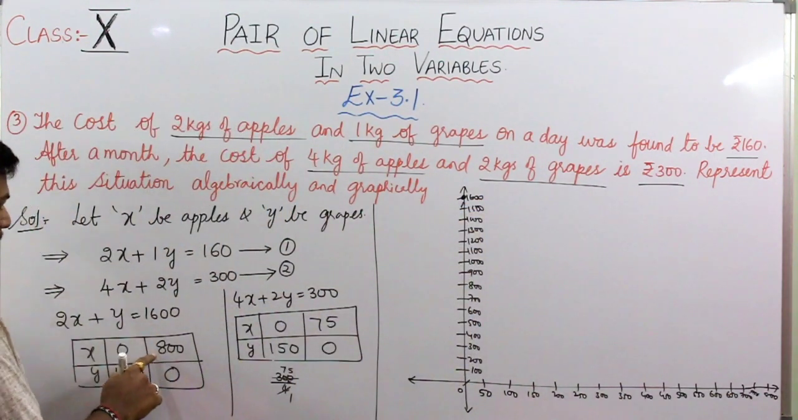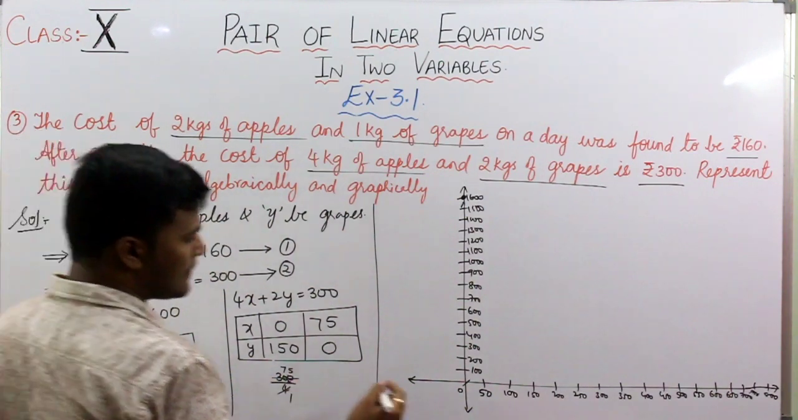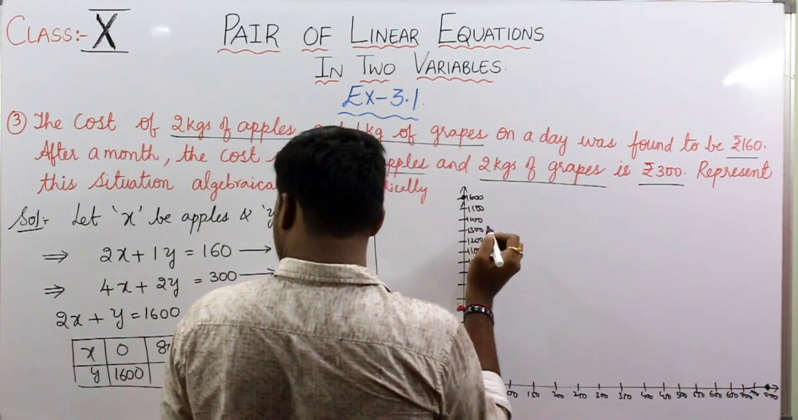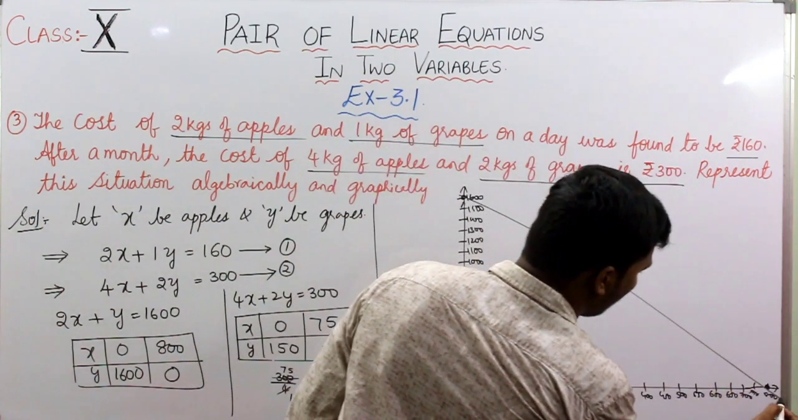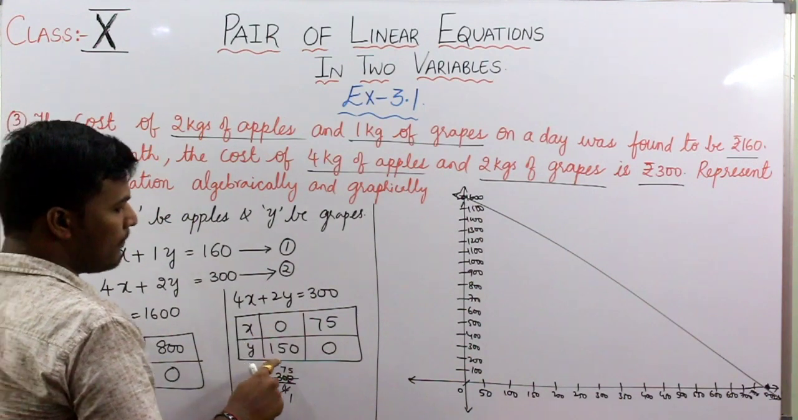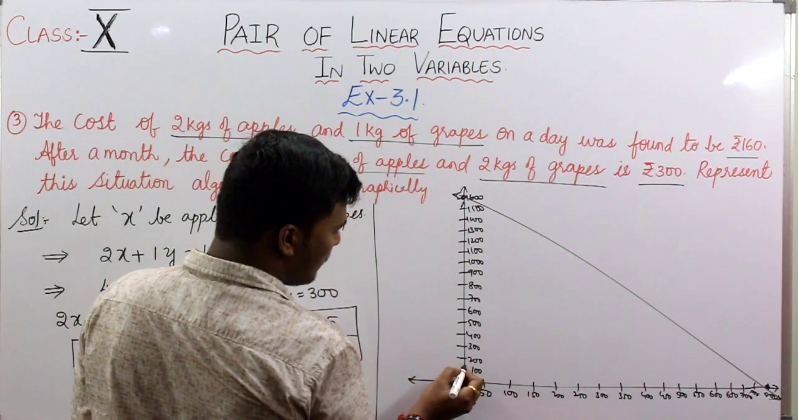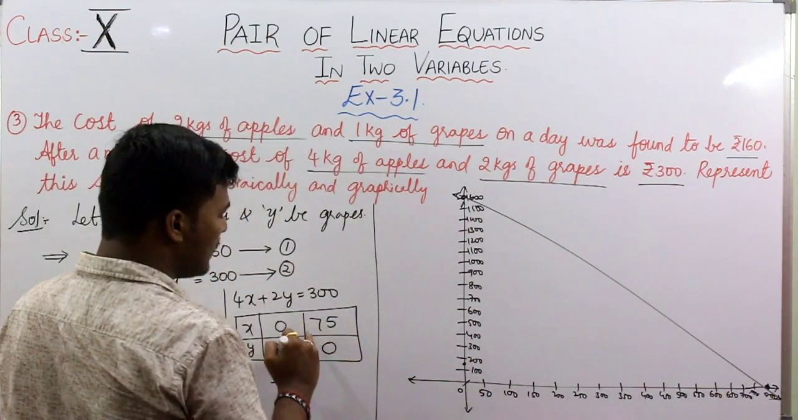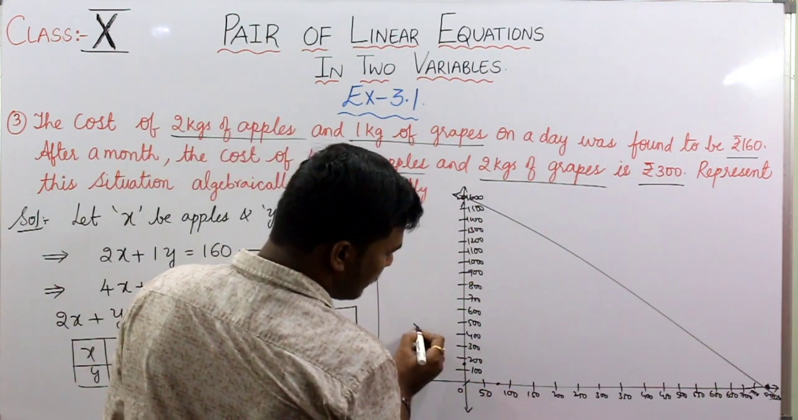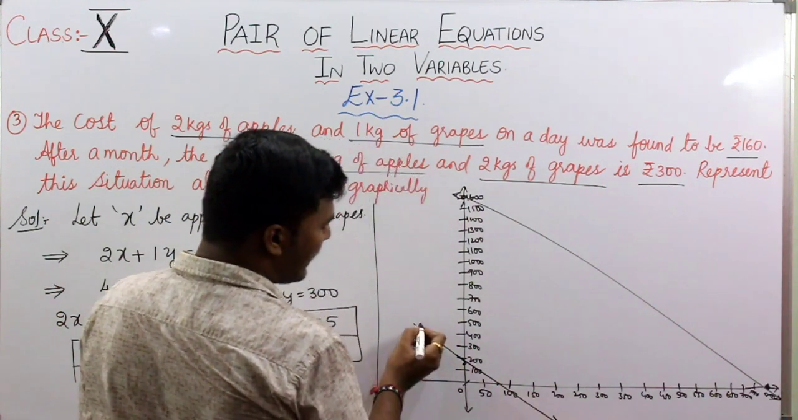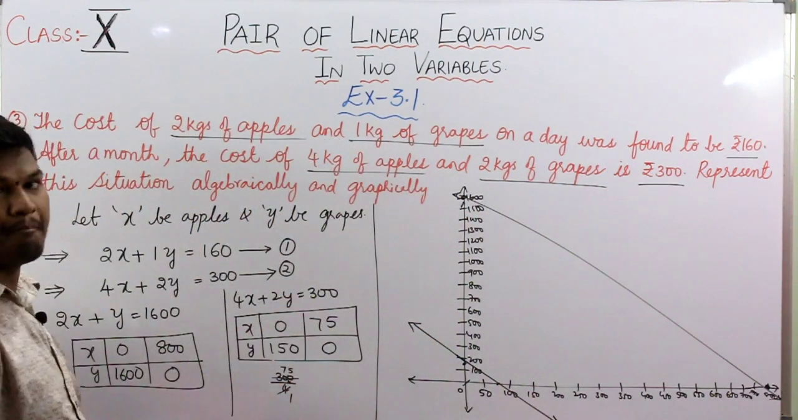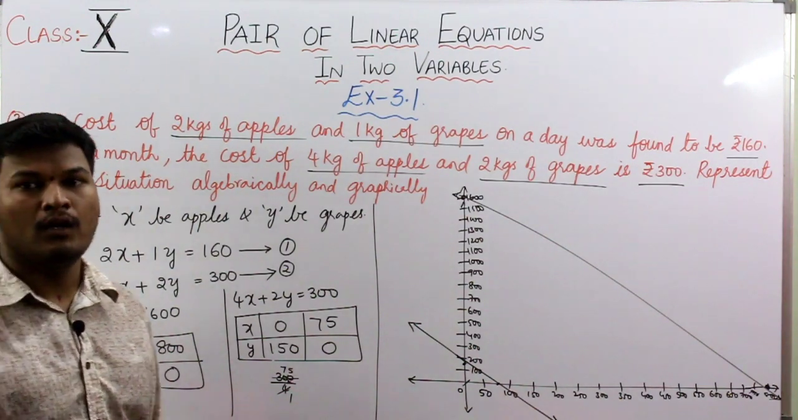The second one is x-axis 800, y-axis 0. So this is the first line. And the second one is 0, 150. 0 and 150 will be here, and the second point is 75, 0. If you draw this, both the lines will be parallel to each other. These are called parallel lines, hence they will not have any solution.